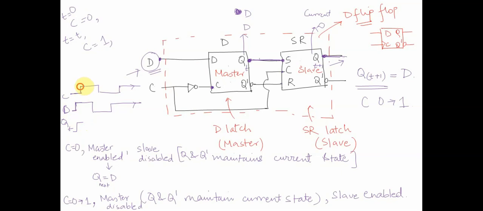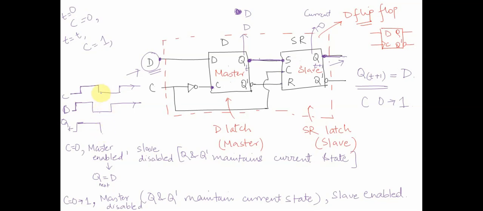When C becomes 1, this is disabled, so the value of the circuit will remain intact. Basically, till the time C is 1, it will remain at value 1. As soon as C becomes equal to 0, again the value of D will be transferred to the output, and the value of D at this point of time is 0. So Qt will be 0.